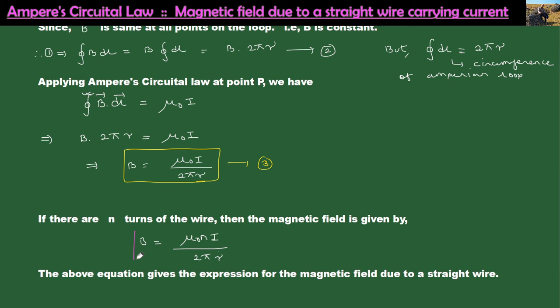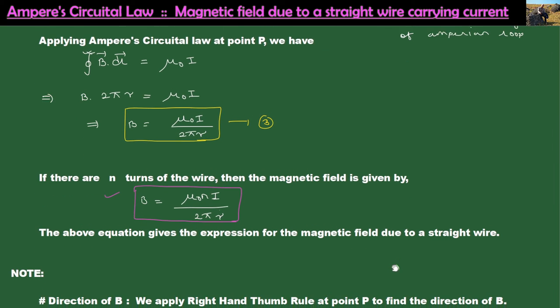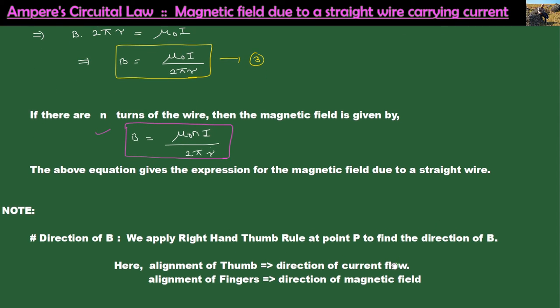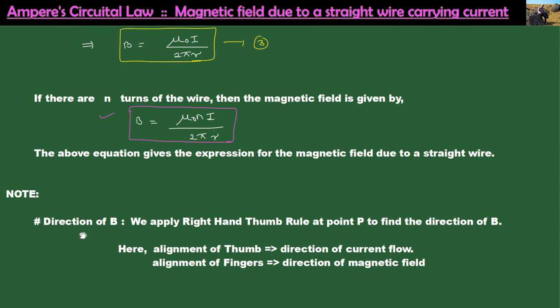This is another expression from Ampere's circuital law due to a current carrying wire. These are our results. From here, we also have to remember that the magnetic field is a vector quantity, so it will have direction. How will you find the direction? You apply the right hand thumb rule like we have discussed earlier.